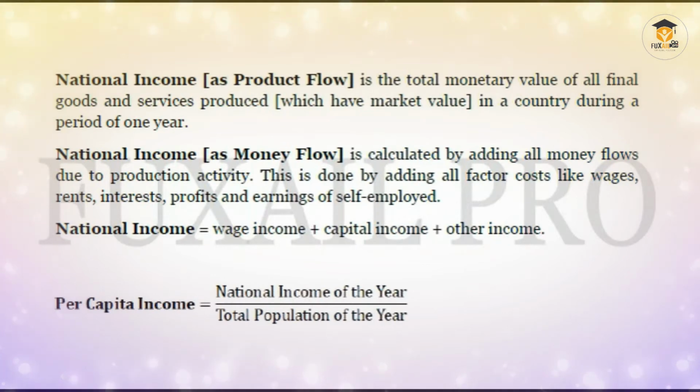National income as product flow is the total monetary value of all final goods and services produced which have market value in a country during a period of 1 year. National income as money flow is calculated by adding all money flows due to production activity. This is done by adding all factor costs like wages, rents, interests, profits and earnings of self-employed. National income equals wage income plus capital income plus other income.